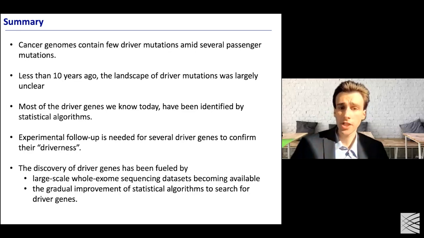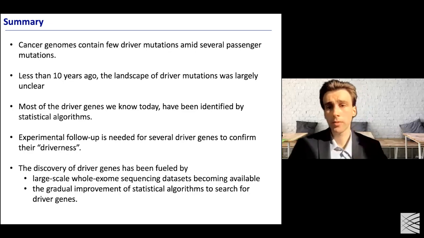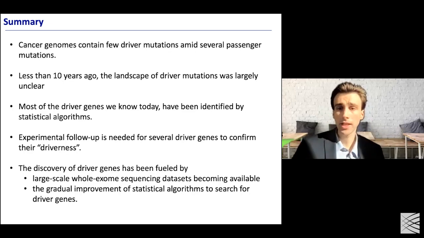Most of the driver genes that we know today have been identified by statistical algorithms. We also talked about the lack of experimental validation, which I think is a key limitation of the field. Experimental follow-up is needed for several driver mutations to confirm their driverness. It's not enough to say that they're significantly mutated; eventually you need to know what they are actually doing in cancer signaling to really understand what a driver mutation is. And it always depends on your definition of what you consider a driver versus passenger mutation.